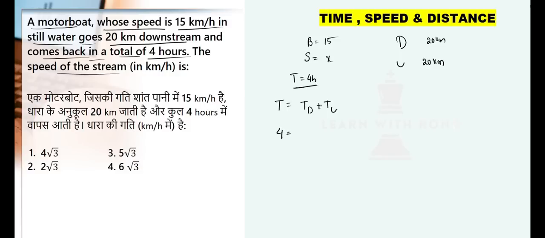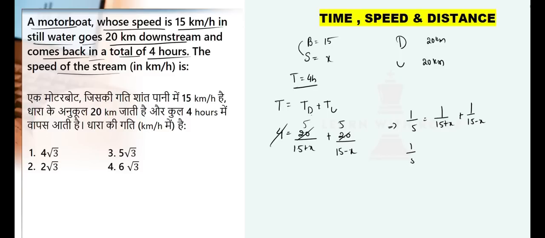Time taken to go downstream is nothing but distance by speed, right? Distance is 20 kilometers. Speed in the downstream, how much? Boat speed plus stream speed, so 15 plus x, plus the time taken to go upstream, distance divided by the upstream speed, which is boat minus stream, 15 minus x. So if I cancel with 4, 4 5s are 20, so I got 1 by 5 equals 1 by (15 plus x) plus 1 by (15 minus x).